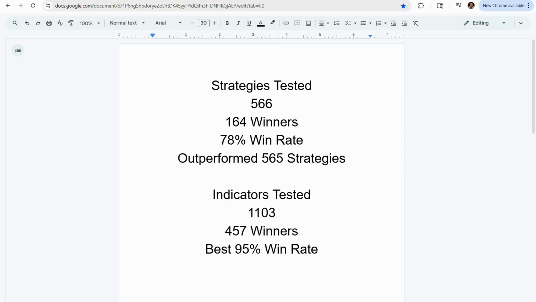Alright, as I said, today we will be testing a smart money trading strategy. Before we do though, I wanted to put the testing scoreboard up for everyone to see. So to date, we have tested a total of 566 different strategies. The best one so far was able to achieve a 78% win rate. That was achieved using the Academy of Forex indicator as well as the Academy of Forex higher time frame fractal candle indicator in a strategy that I'll mention later on in this video.